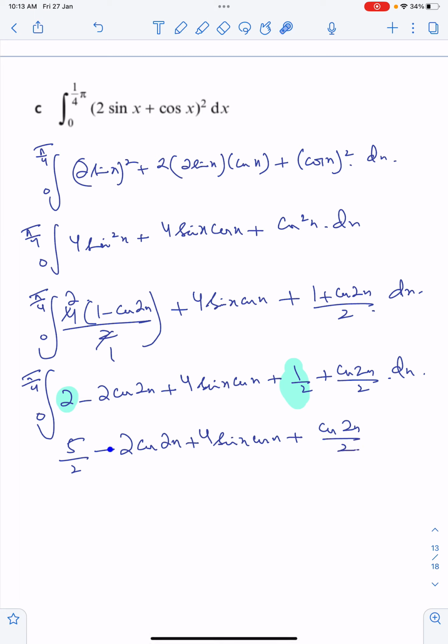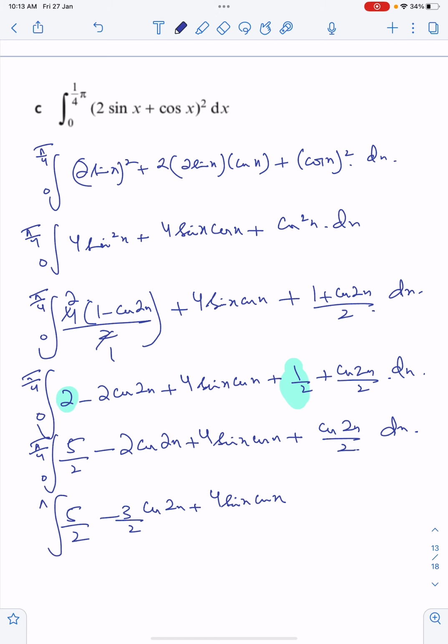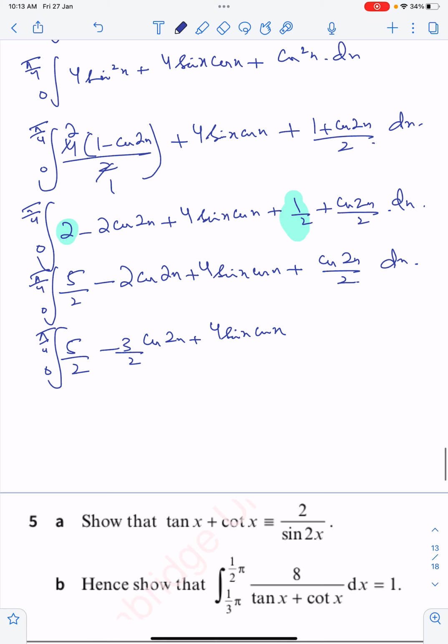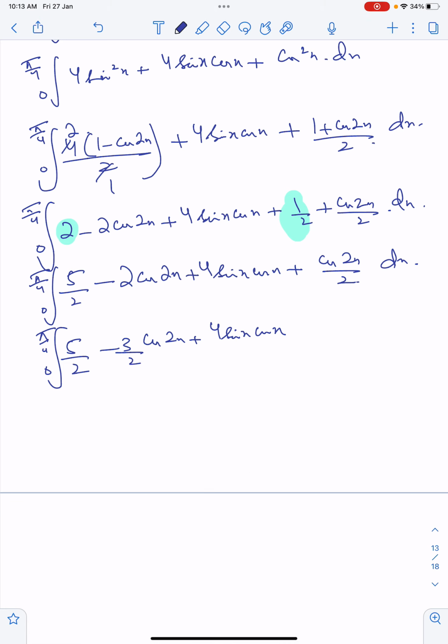Now one thing: negative 2 cos 2x plus half cos 2x. Negative 2 plus half is negative 3 upon 2. So I'm just adding them up together. So I'm going to get 5 upon 2 minus 3 upon 2 cos of 2x plus 4 sine x cos x, and the boundaries are pi by 4 and 0. Let's start with the integration process now. 5 upon 2, the integration is going to be 5 upon 2x. Integration of cos of 2x is sine of 2x, so minus 3 upon 2 sine of 2x divided by 2.